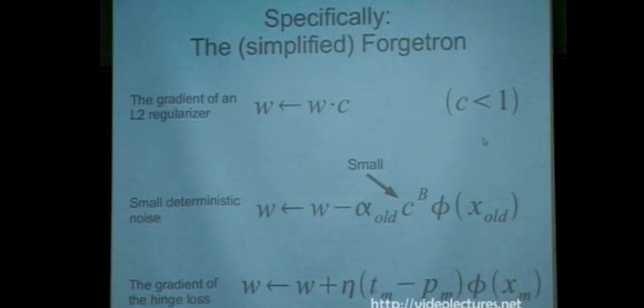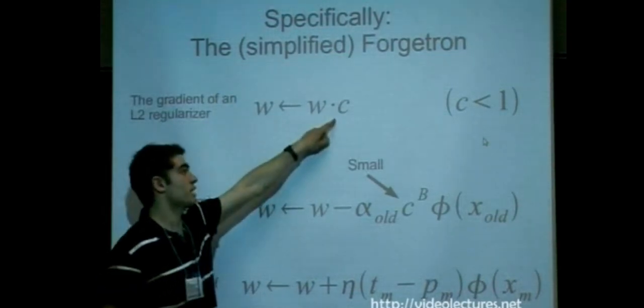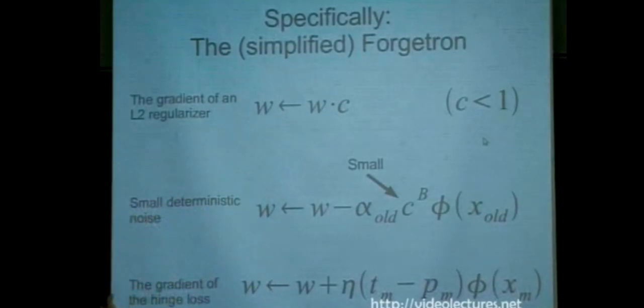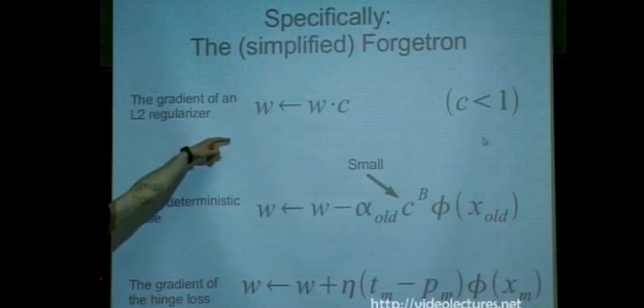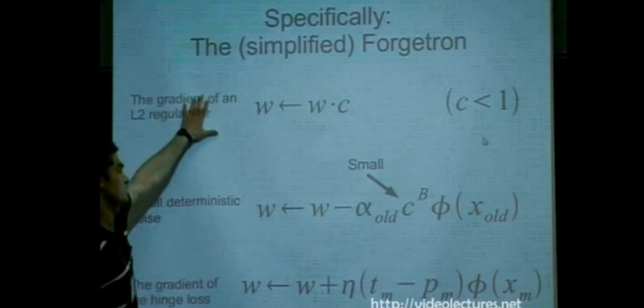So let's look at the simplified forgetron. When I say simplified forgetron, I mean that the constant factor by which we scale things down is always the same. We just pick some number and we scale a vector down by it. This operation is what you get when you follow the gradient of an L2 regularization, because the gradient of an L2 regularization grows as your vector grows. This is simple.